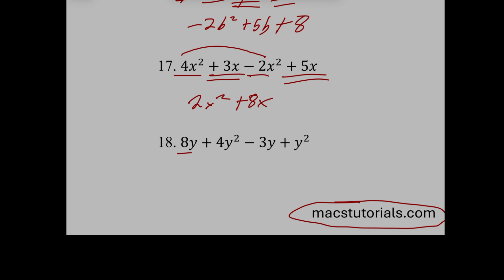Number 18, I have a y. I have a y squared, I have another y, and I have another y squared. Let's start with our y squared. Here's how you have to read this. Positive 4y squared plus 1y squared. That'll give me a 5y squared. And these right here, I look at that as an 8y minus 3y, which gives me a positive 5y.